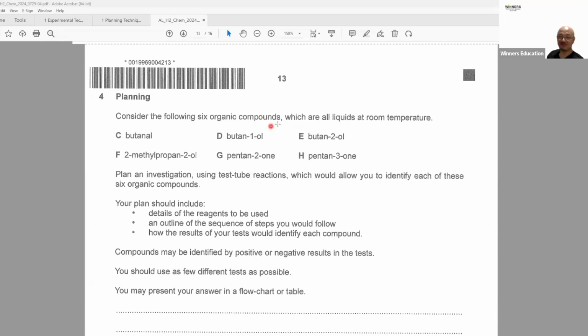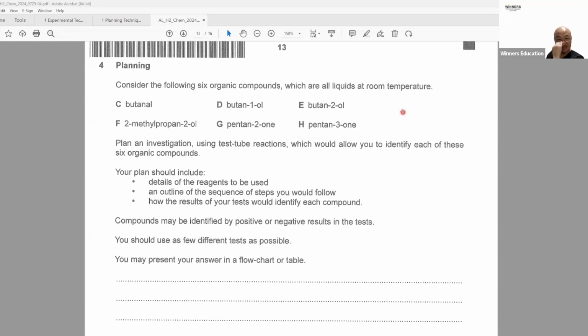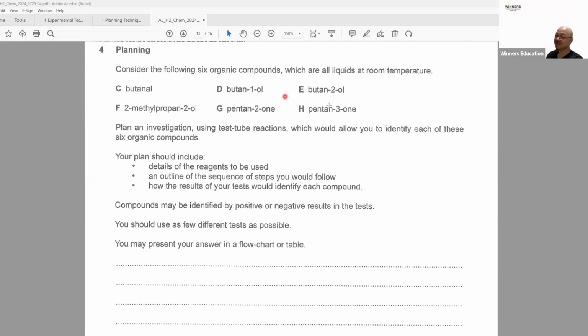Consider 6 organic compounds. All are liquid. Someone tell me it's liquid. 6 of them, not 8. Plan an investigation with just testing reactions which allow you to identify each of the 6 organic compounds. Your plan should include what reagent you add, an outline of the sequence of steps. The steps are just that few marks on it. Usually it's just add and observe, add, heat and observe.